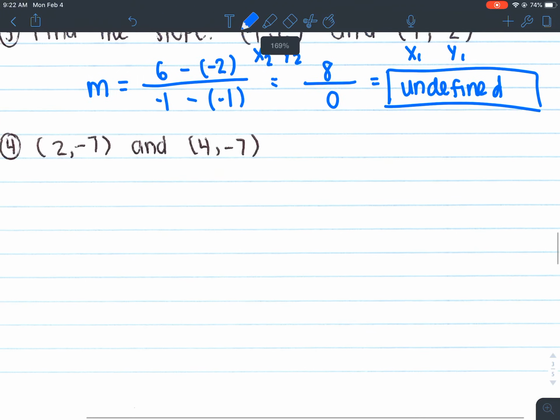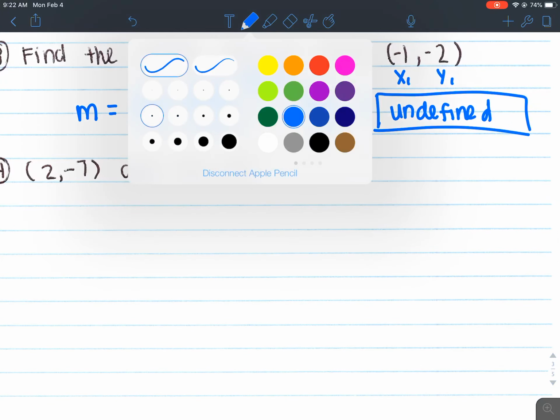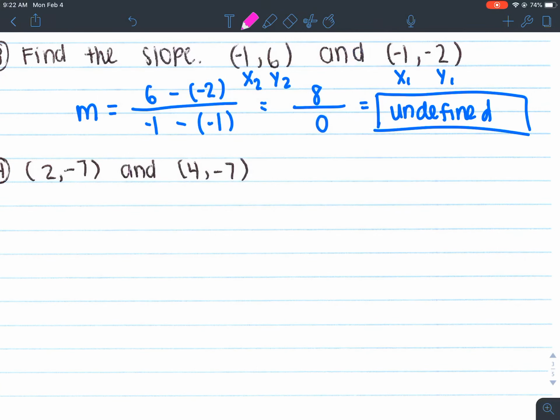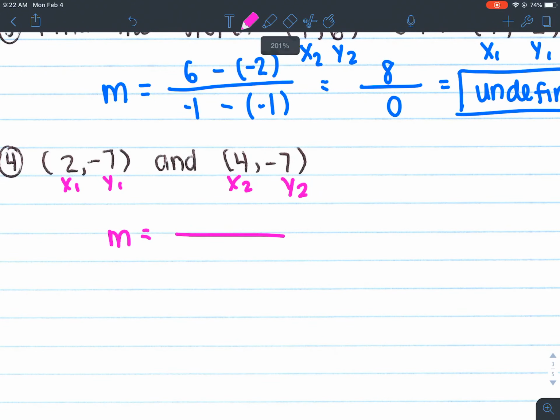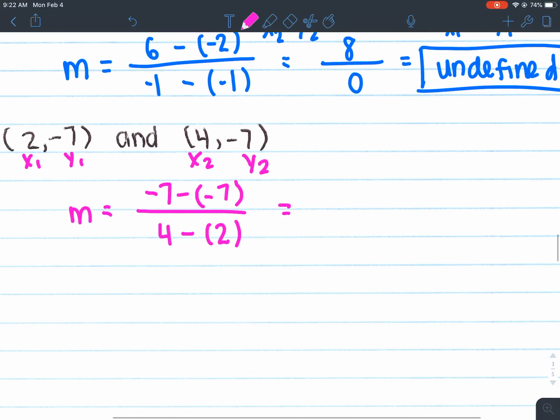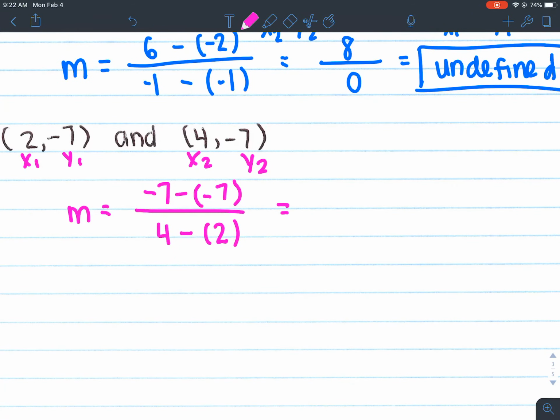All right, and then lastly, number 4, we're going to find the slope again, and I suggest that maybe you pause the video so you can try it on your own. Okay, we have m equals x1, y1, x2, y2. Okay, so first we're going to do y2 minus y1, so negative 7 minus negative 7. And we have 4 minus 2. Again, I'm still using parentheses. You want to make sure that you don't make any mistakes here.